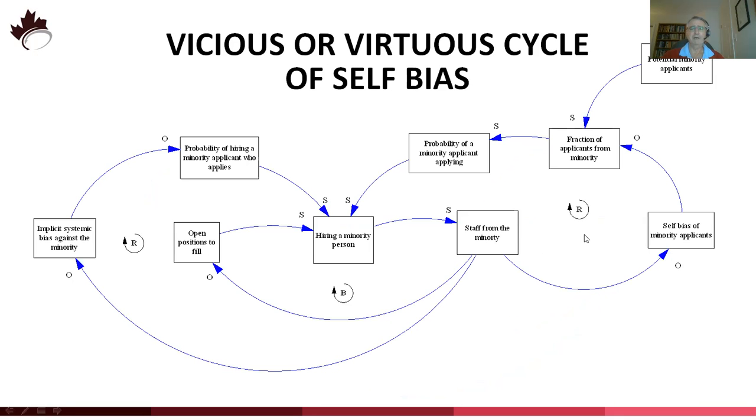So the last thing we included was a reinforcing loop on self-bias. So here we have increasing staff from the minority leads to less self-bias. It's moving in the opposite direction, which leads to a higher fraction of applicants from the minority based on the potential minority applicants, which leads to a higher probability of applying, which leads to more hiring of minority people, which leads to a higher staff, which leads to further lower self-bias, which leads to higher fractions of people applying. And so we have this idea of a potential virtuous cycle here, or we have the opposite. We could have a vicious cycle where lower staff leads to more self-bias, leads to a smaller fraction, leads to a smaller probability, leads to less hiring, leads to less staff. So again, we have a reinforcing loop and we don't know ahead of time which direction this loop will lead us.